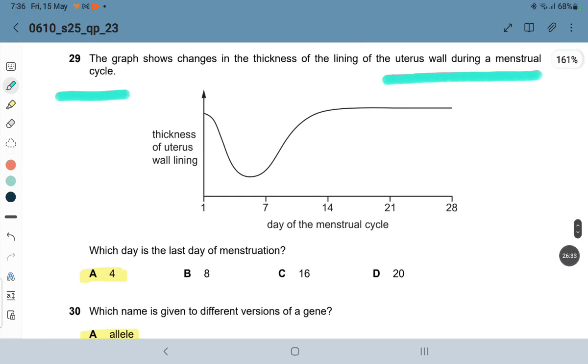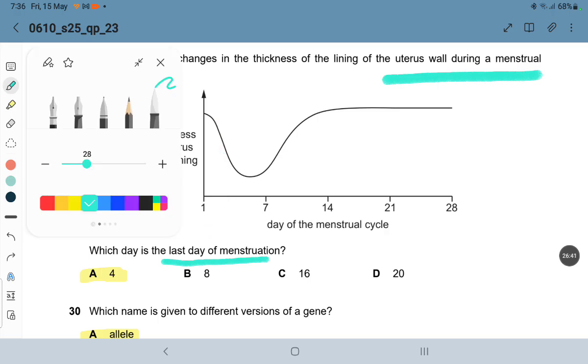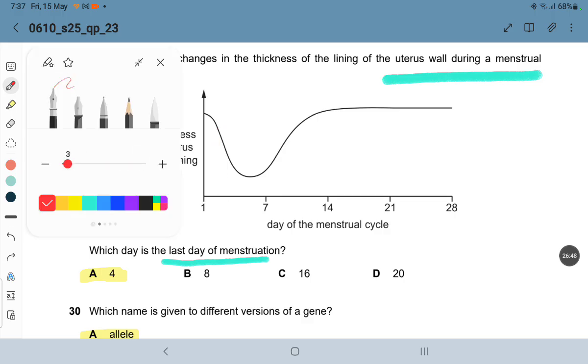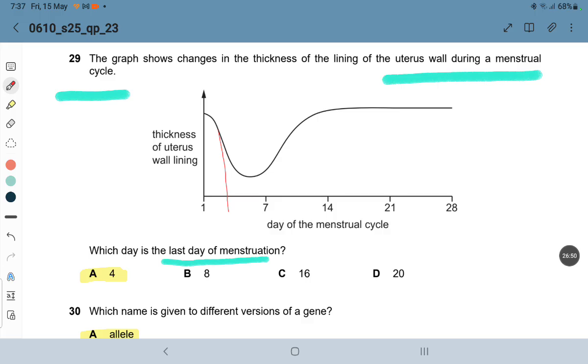So, as it's saying to you here, when is the last day of menstruation? Well, it will be day 4 in this part. Day 4. Let me analyze it for you properly. It will be here. Day 4. You will tell me why we chose this part specifically.